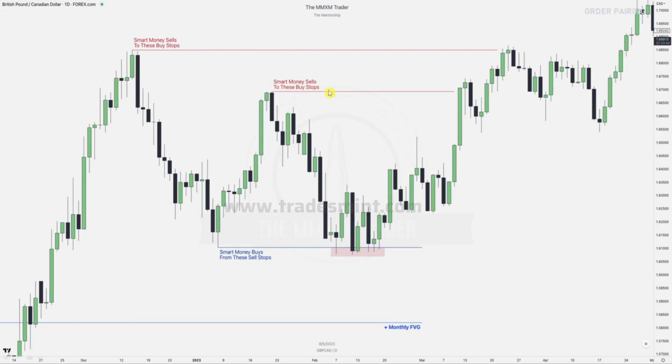Smart money sells to these buy stops over here, right? So order pairing happened down here. Willing sellers entering the market. They push price up and up and up until they can offload their long positions to willing buyers up here above old highs, and also above old highs over here.